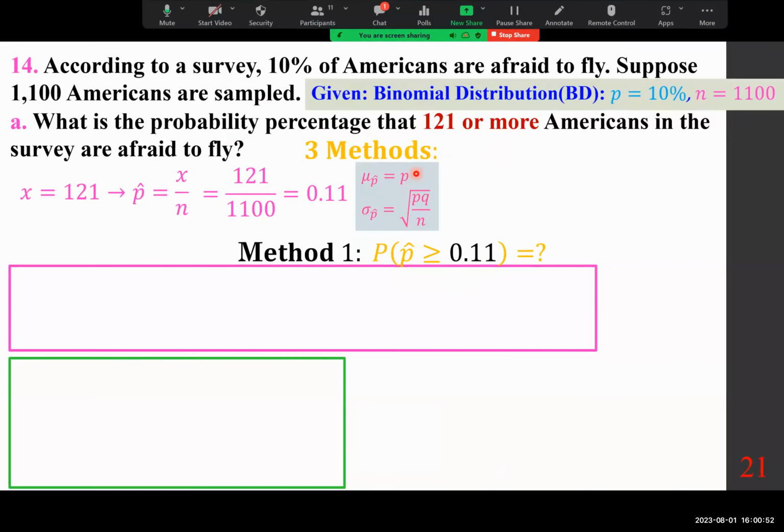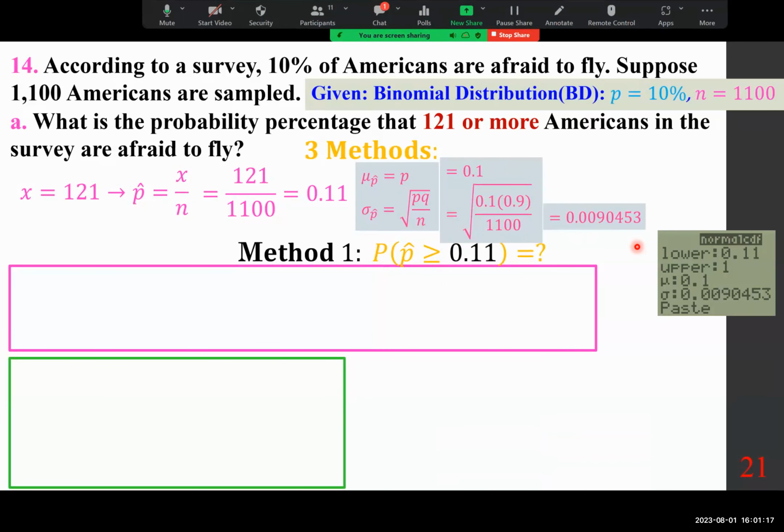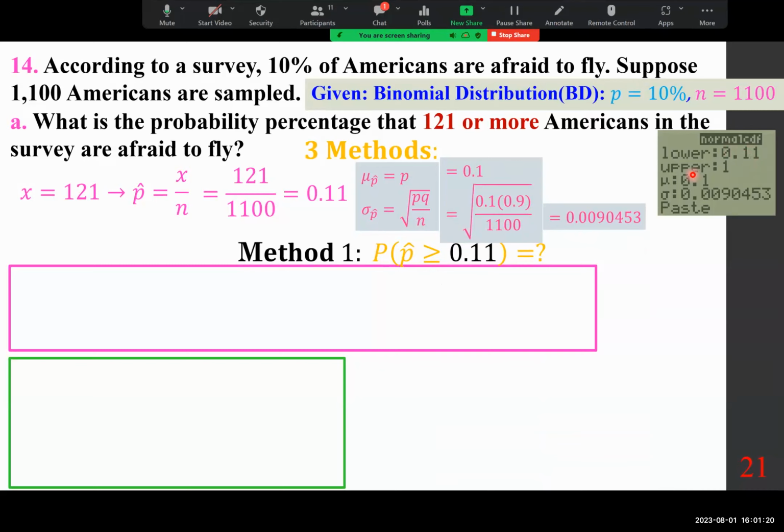So mu of p hat is p, but sigma of p hat is the square root of pq over n. And so p is 10%, q is 90%. You plug it in here, and n is 1100, and this one is the same as p. So that's 0.1 times 0.9 over 1100, take a root. And so that is the sigma of p hat. Now, we just use the technology. So the lower, we can use 0.11. The upper, on purpose, I used 1, just because we are looking at a proportion, and it really can't go over 1. But this one doesn't recognize that.